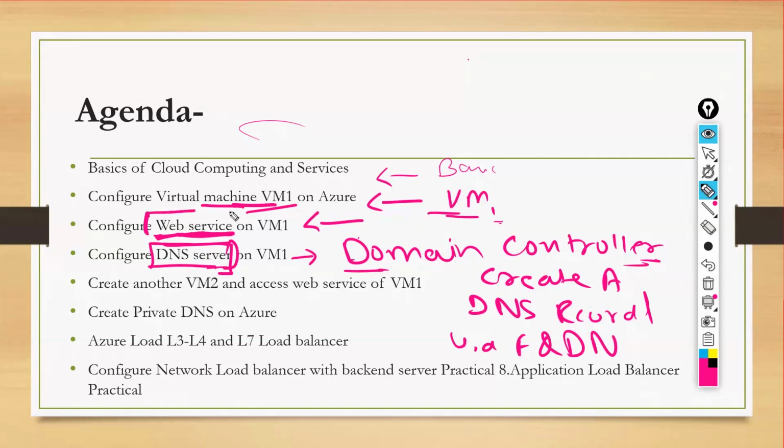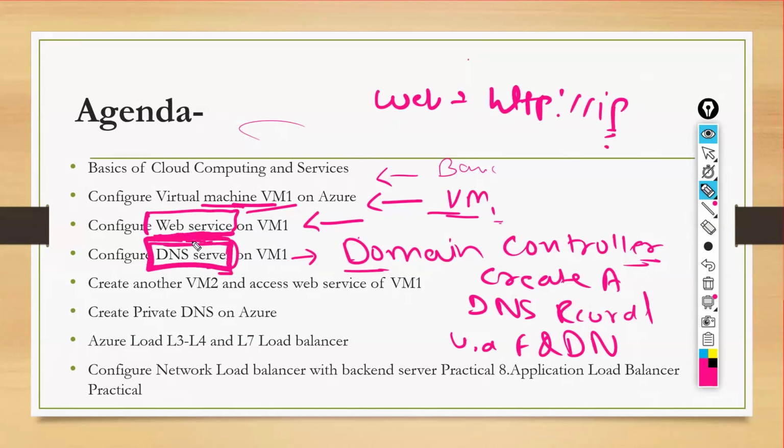Why the web service? Because I want to access that web service on HTTP. On the browser, I'm going to type HTTP, right? And then type that IP address to access my web services there. Once that is done, I'm going to configure the same VM, the web server VM, as a DNS server. I'll tell you how we can do that.